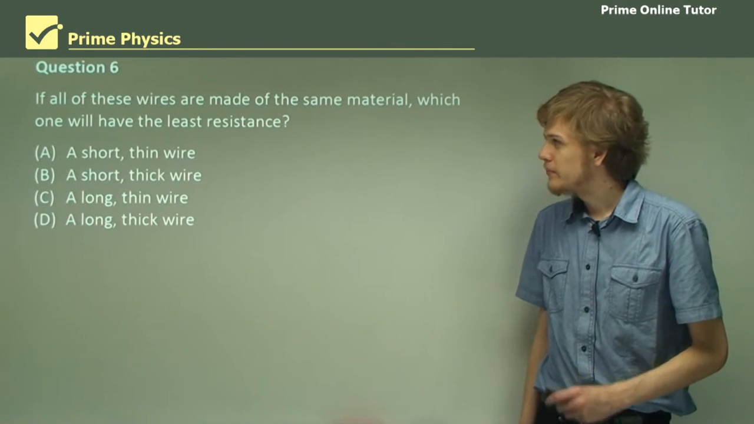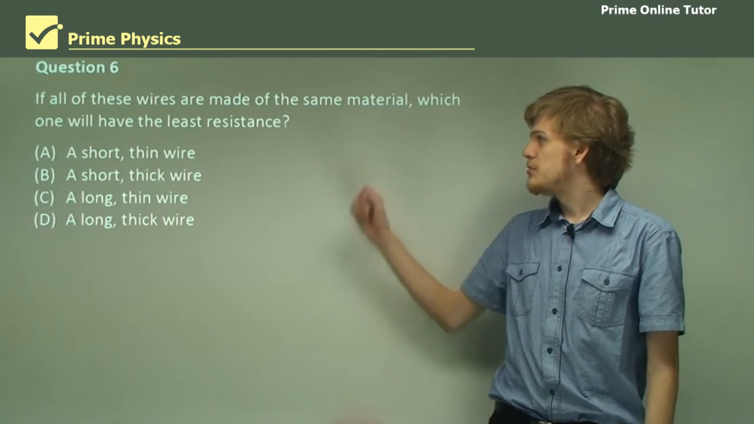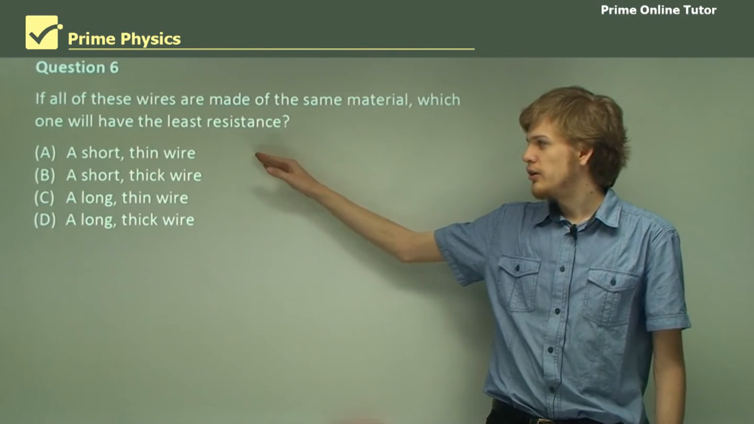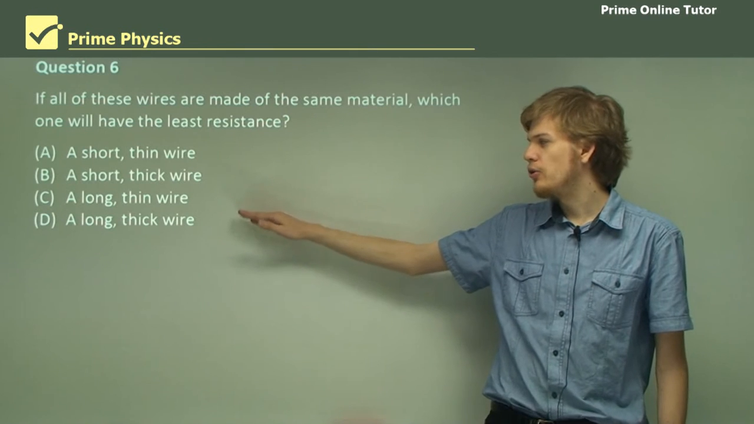Question 6. If all of these wires were made of the same material, which one will have the least resistance? A short thin wire, a short thick wire, a long thin wire, or a long thick wire?